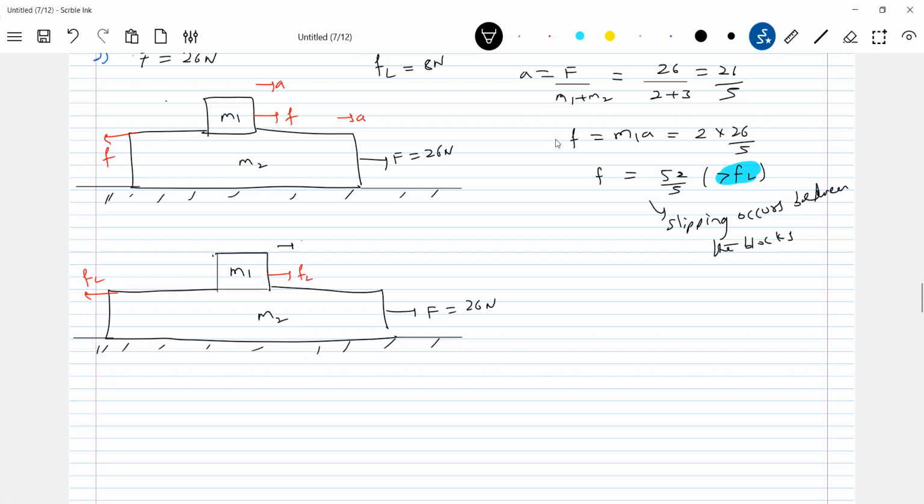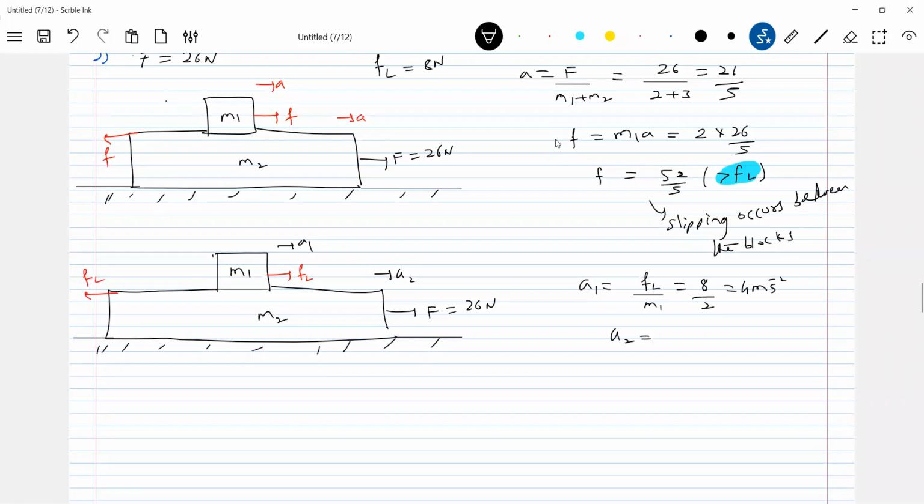Okay, here they will have like this. So what is the acceleration A1, A2? We'll calculate separately. A1 is equal to FL by M1. What is FL? 8 by 2, 4 meter per second square.